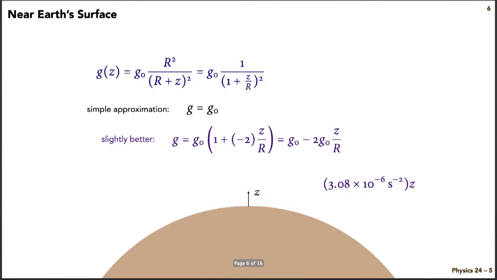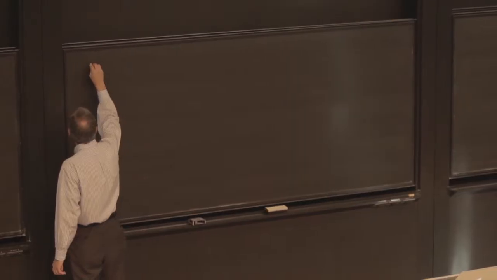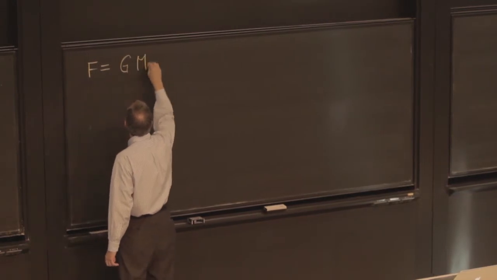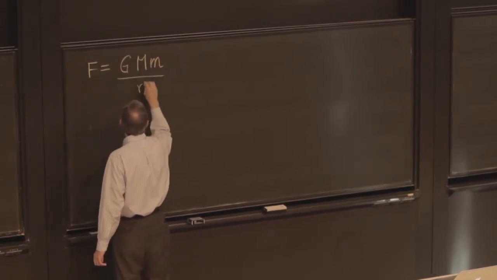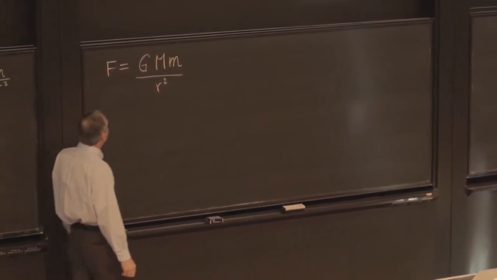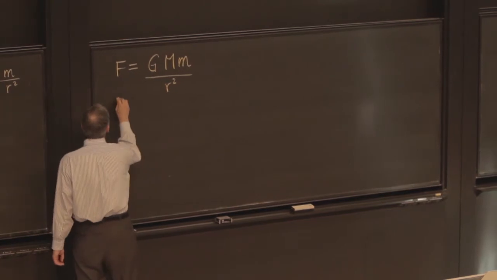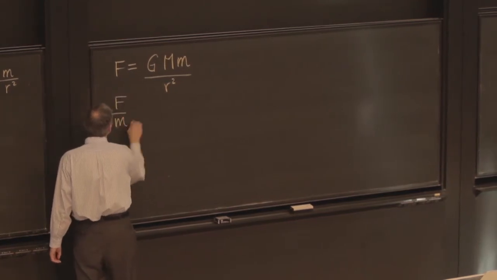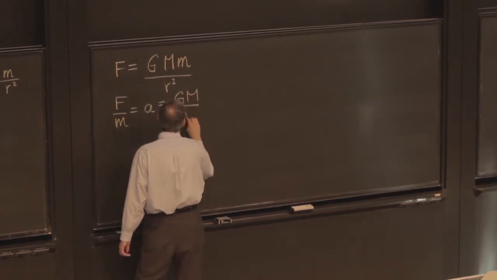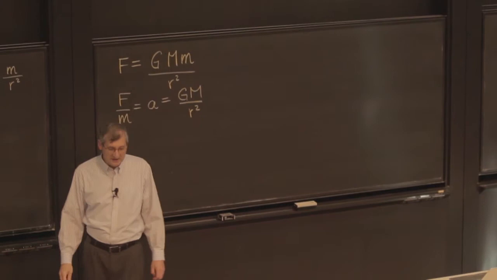That is the acceleration due to gravity with which something, if I drop, will fall. Suppose, though, the force of gravity on an object of mass little m would be given this way. The acceleration that it experiences would be given this way.